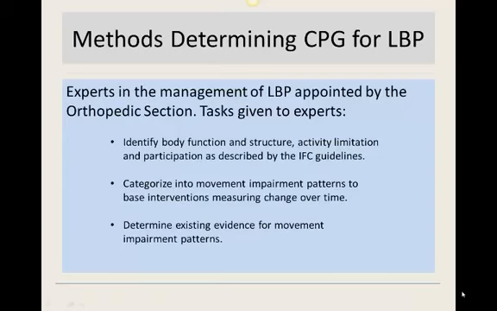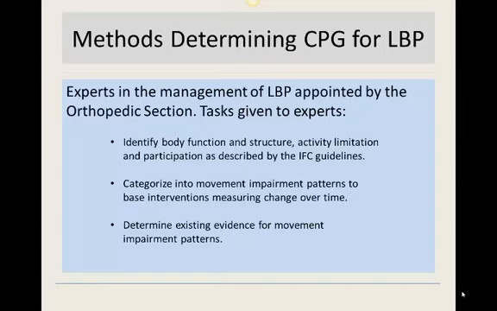So the orthopedic section talked to specific experts in low back pain to help develop the clinical practice guidelines. And the panel of experts were given several initiatives on what to research and what to discuss. The first thing was to look at and identify body function, structure, activity limitation, and participation as described by the World Health Organization's ICF guidelines.